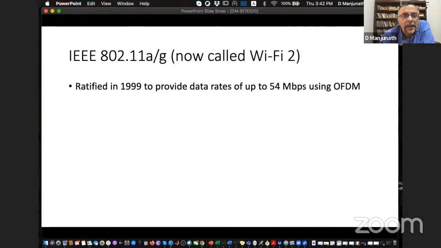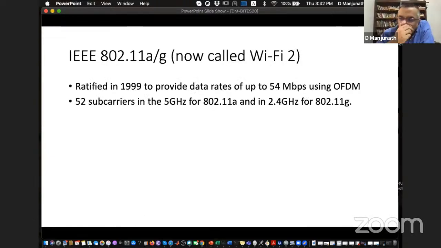The next improvement was again only in the physical layer. They introduced a new physical layer technique, essentially how to encode the bits and increase the data rate on the physical layer channel. This is 802.11a and g. They went all the way up to 54 megabits per second.